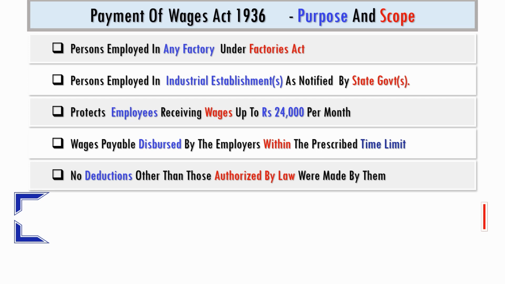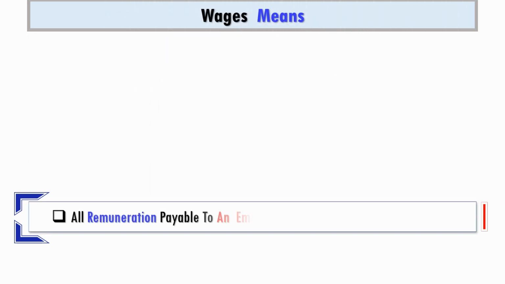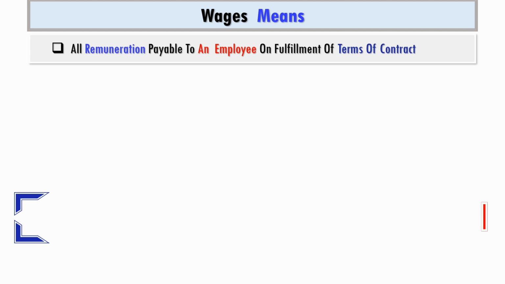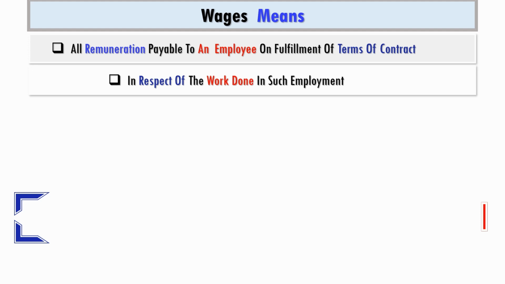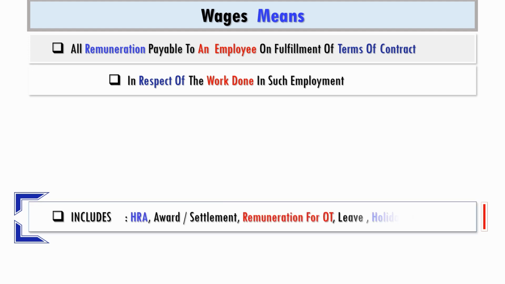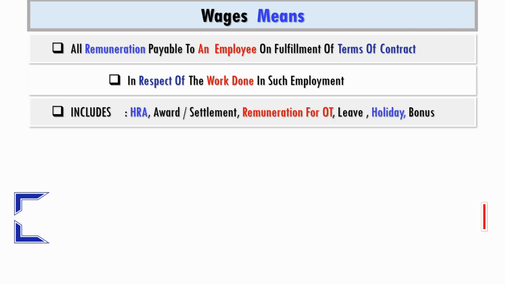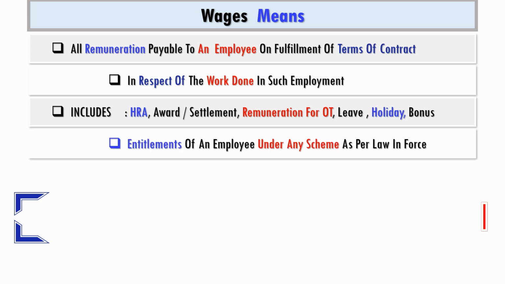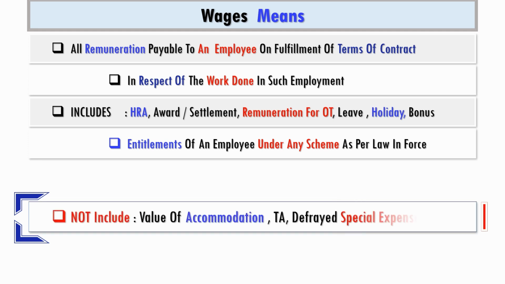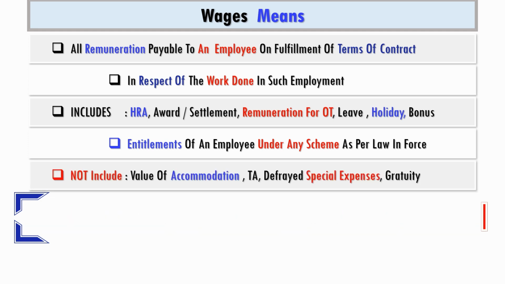due to an employee. Wages is in respect of work done under a contract as a remuneration payable to an employee on fulfillment of terms of contract. It includes components like HRA, award and settlement, overtime, leave salary, holiday, bonus, and any other entitlements available under any scheme per law in force, but it doesn't include value of accommodation, reimbursement of expenses, travelling allowance, and gratuity.